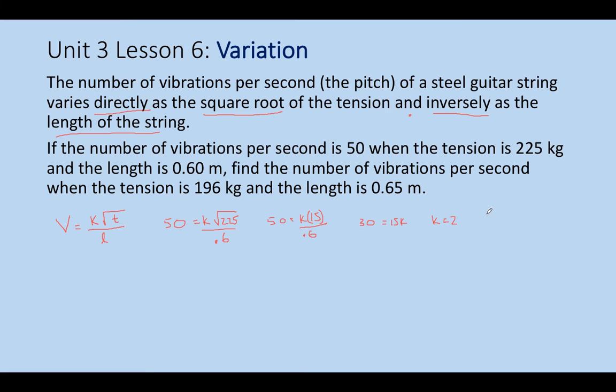So I'll rewrite my function here. V equals 2 times the square root of the tension divided by the length of the string. All right. So to finish this off, okay, it says find the number of vibrations per second. So V equals, when the tension is 196, so 2 times the square root of 196, and then divide by 0.65. So square root of 196, I believe that's going to be 14. And so as I finish this up, 2 times 14 is 28. 28 divided by 0.65 is going to give us approximately 43. Okay, so the number of vibrations is equal to 43, or approximately 43.